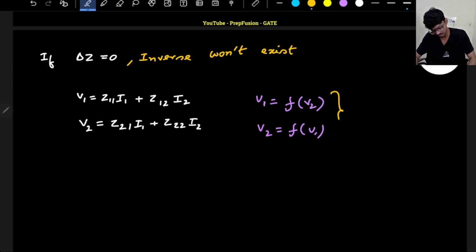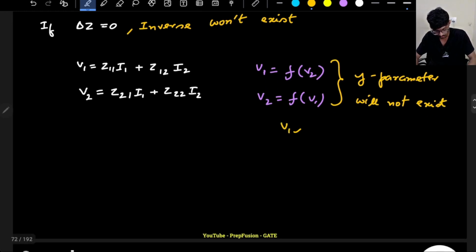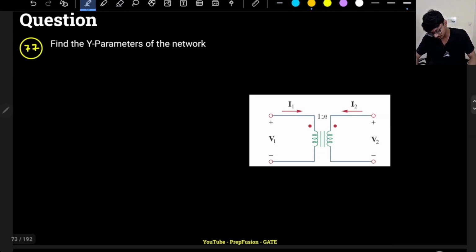So here of course they are saying the same thing, that the y parameter will not exist. Why will the y parameter not exist? Because v1 and v2 are dependent on each other, which is of course the first thing that I mentioned, right? They cannot be dependent on each other, they have to be independent of each other. Okay, so that we have learned.